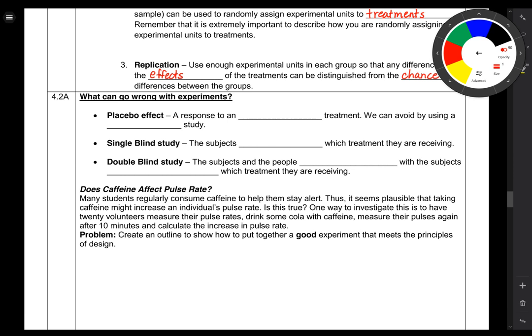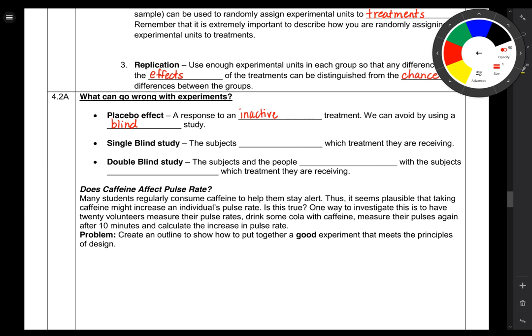The placebo effect is a response to an inactive treatment, because I mentioned earlier what a placebo was, being given an inactive treatment. We can avoid this by using a blind study. And there are two types: a single blind study and a double blind study.